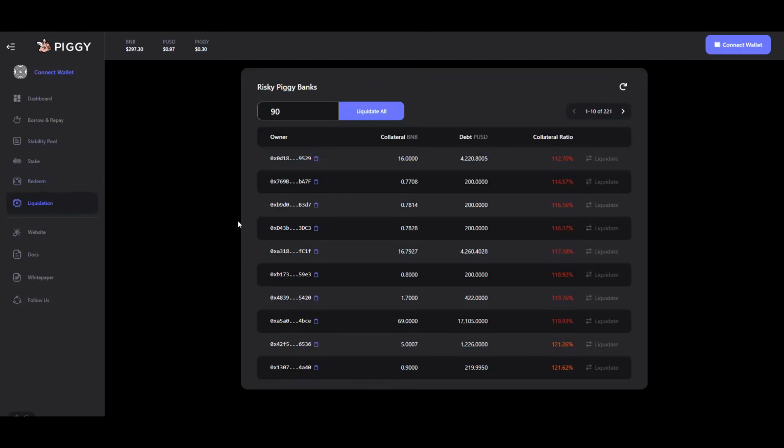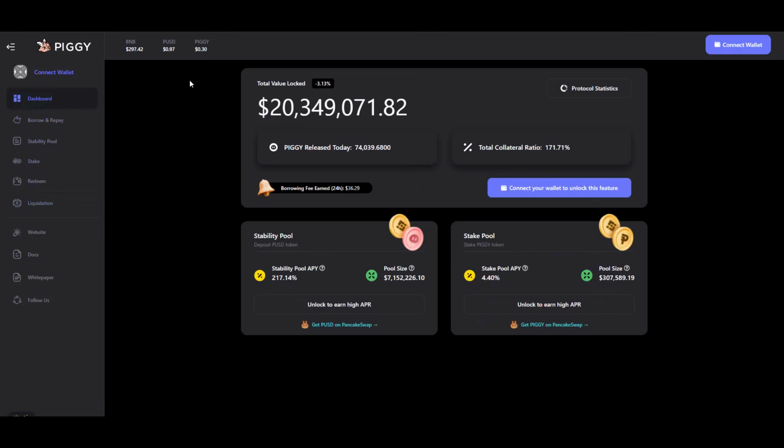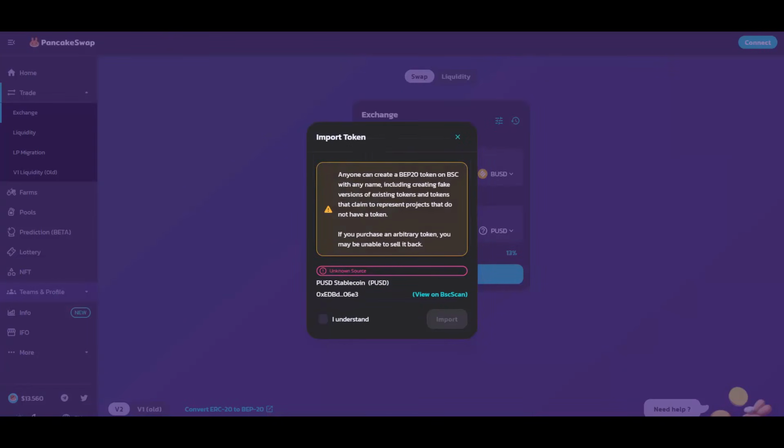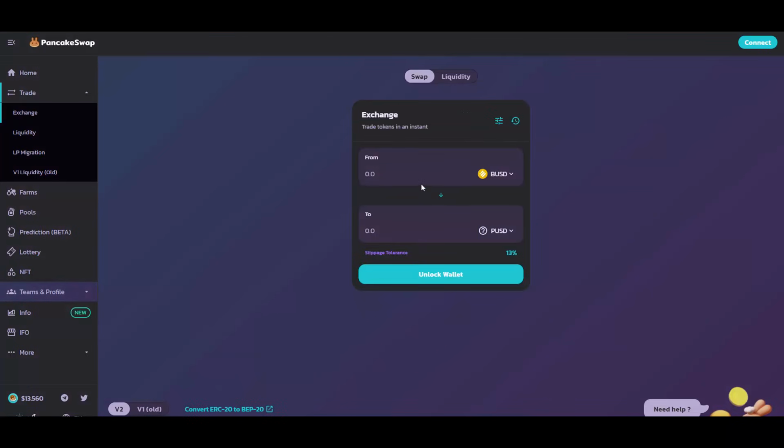There is also this liquidation here, as you can see. You have the collaterals, you have debts, all that kind of stuff. If that's something that you want to check out, then you can also go ahead and do it. So what else? That's basically it, I think. So you can buy this on PancakeSwap, guys.